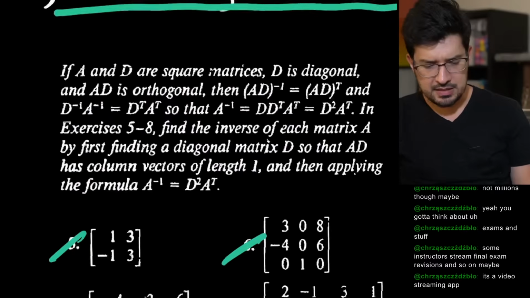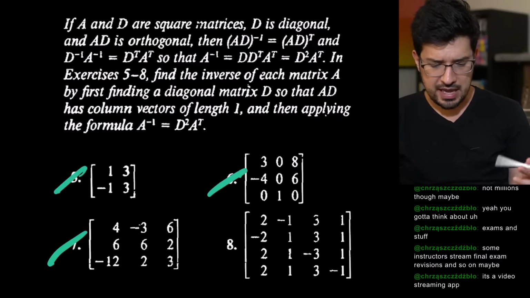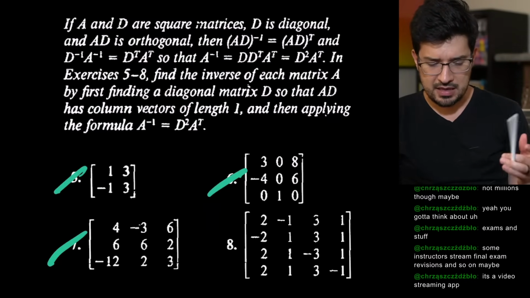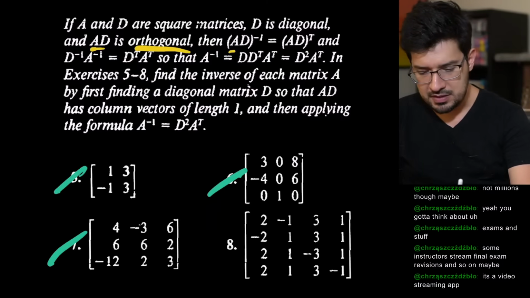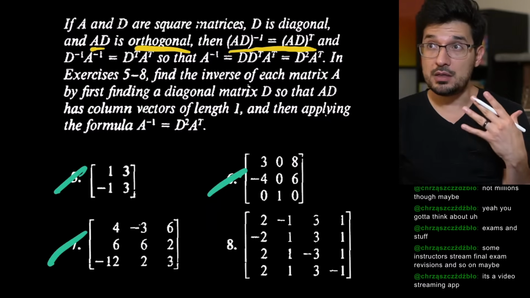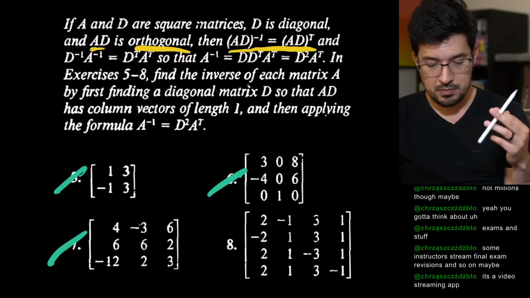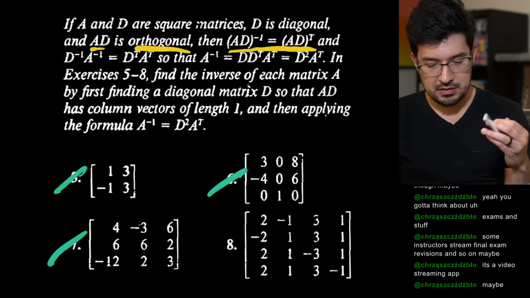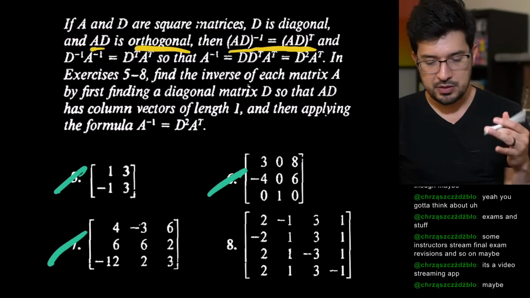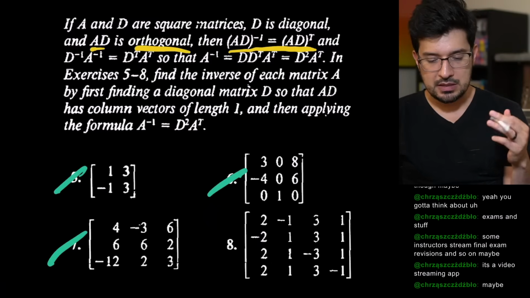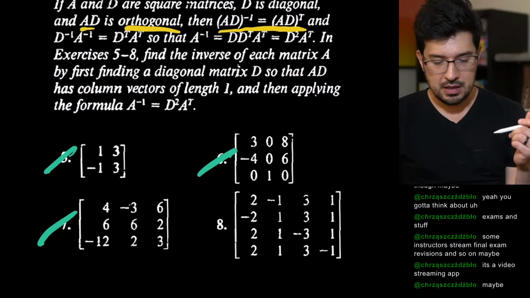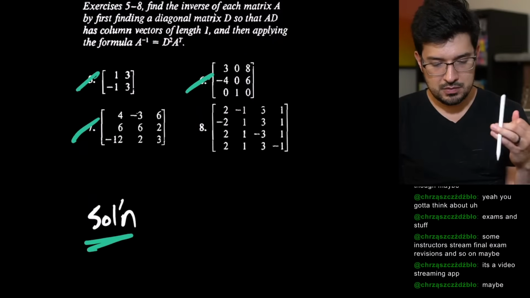Okay. In this, A and D are square matrices, D is diagonal, and AD is orthogonal, then AD inverse is AD transpose. Because AD is orthogonal, this is the definition of an orthogonal matrix. D inverse A inverse equals D transpose A transpose from the previous line. So A inverse is D transpose A transpose. D transpose is D squared.